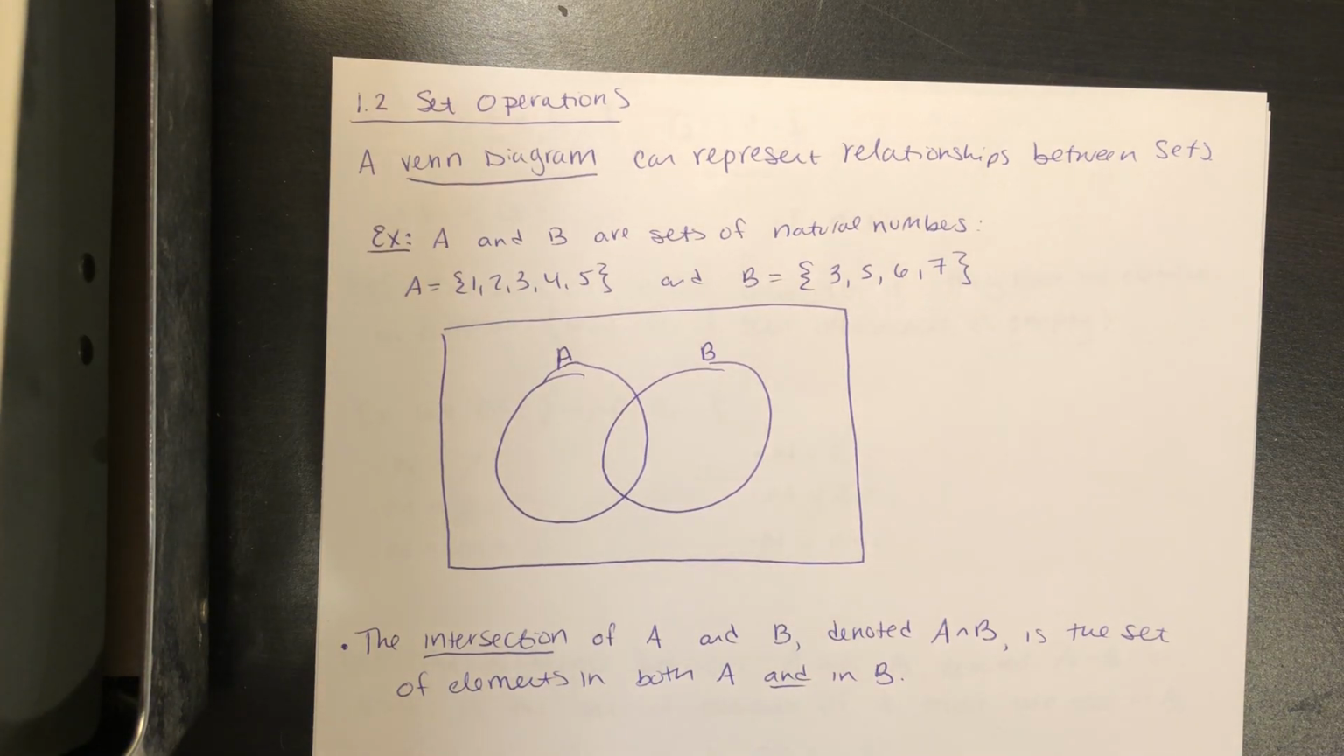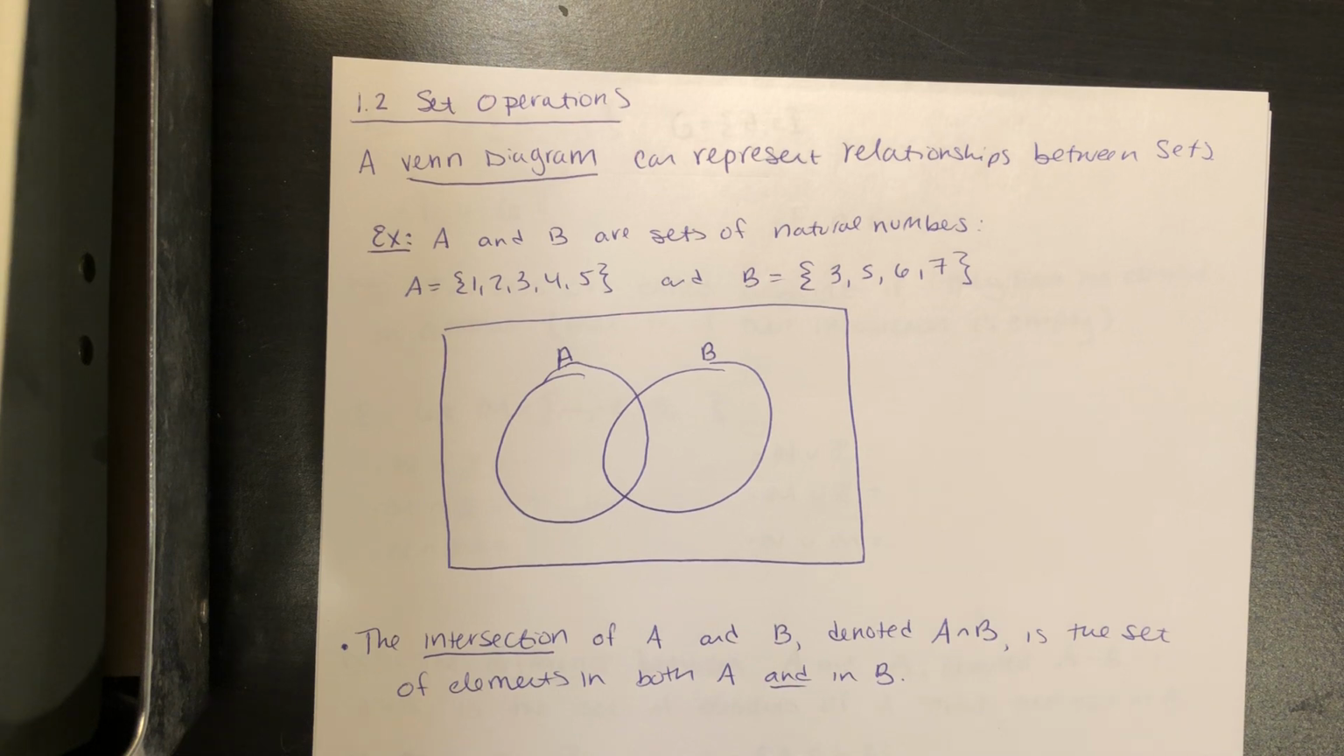In section 1.1, we talked about sets and we talked about subsets. So a subset is just a relationship between two sets where all of the elements of one set are also elements in the other set. But not all sets are necessarily going to have that relationship. Most of them won't.